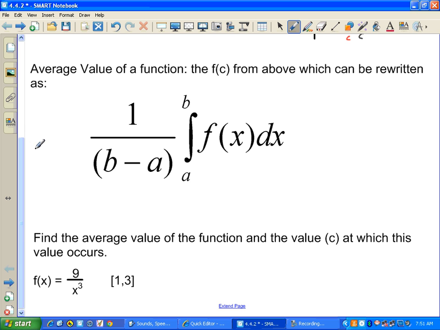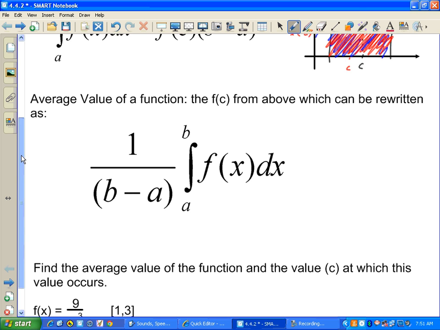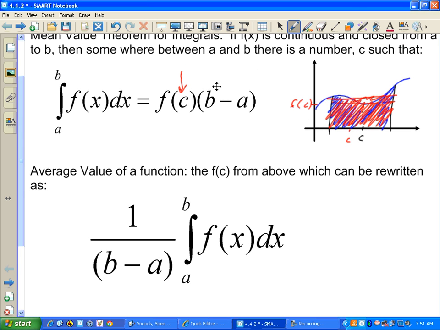If we want to find the average value of a function, okay, we're basically going to take the same equation, and we're just going to divide both sides by this b minus a. Okay, because what the integral does is it takes all of our heights times our widths, because we're finding area, and it adds them all up.